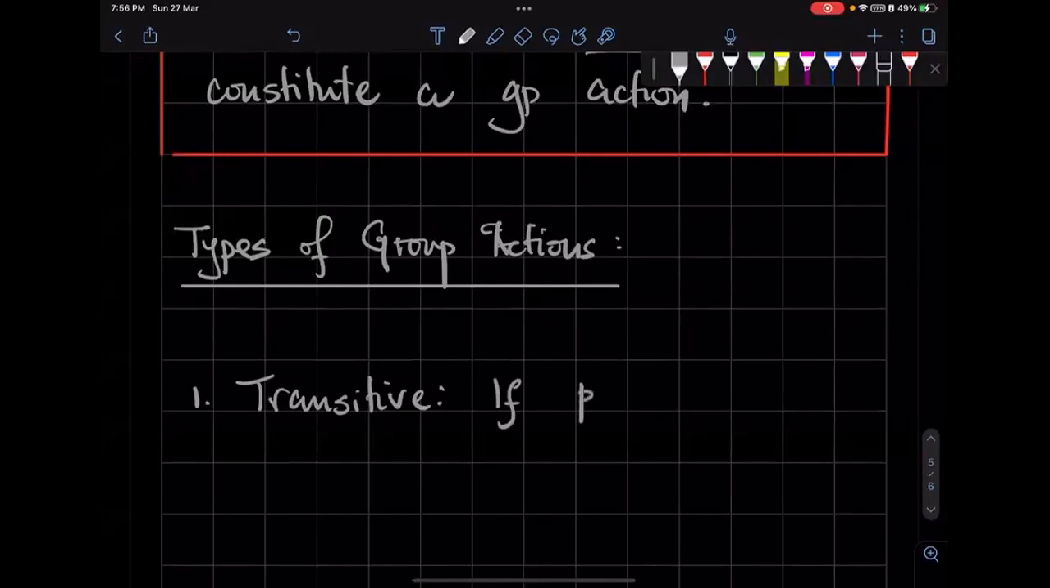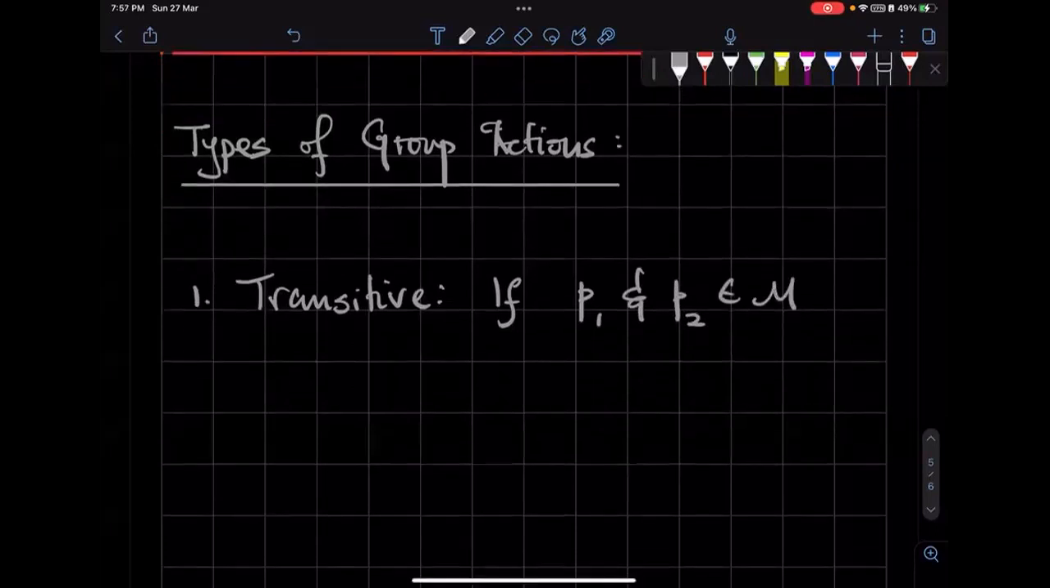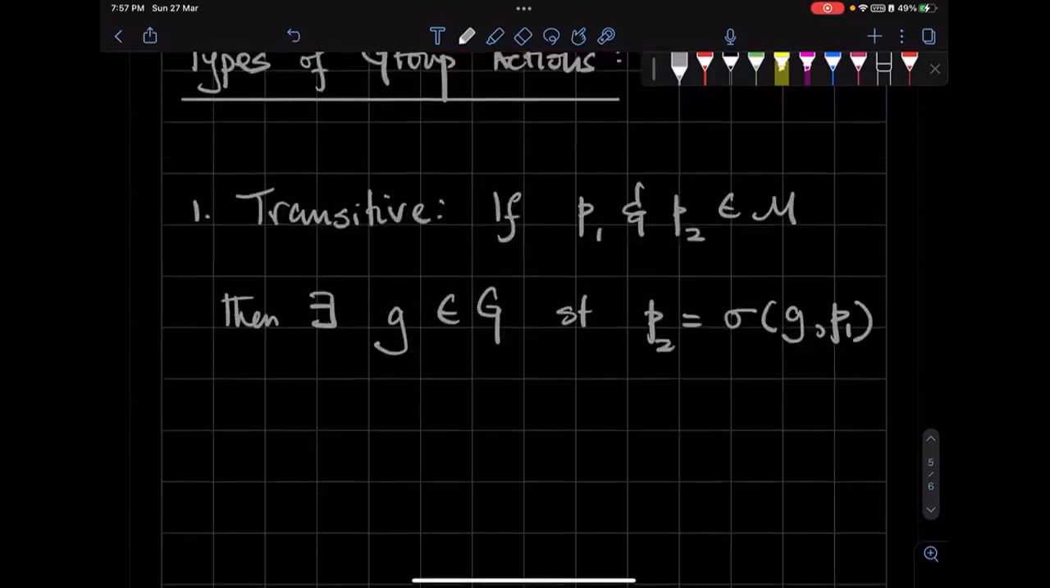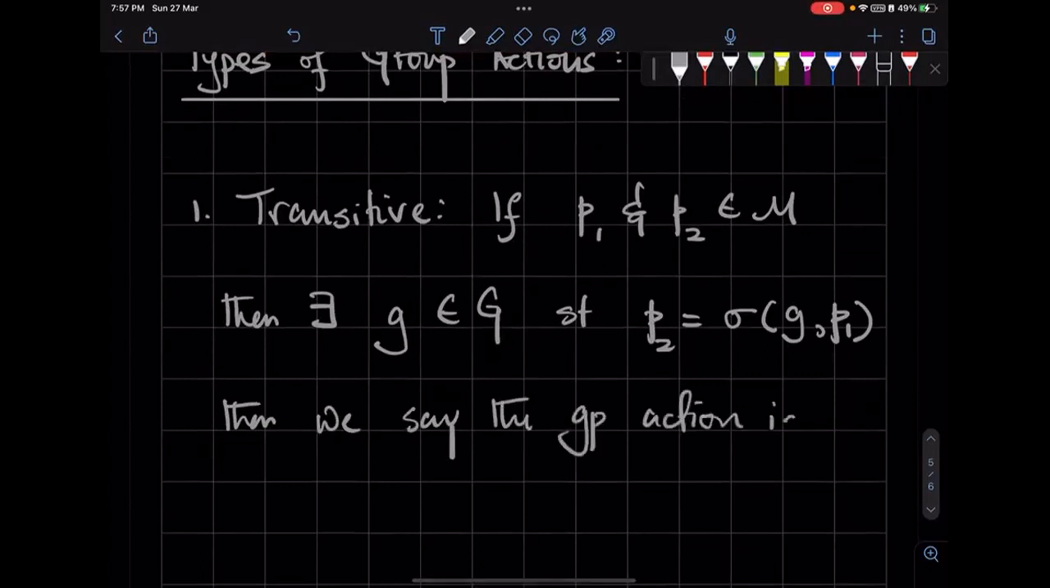It means that if, say, P1 and P2 are two points on your manifold, then there exists some G in the group such that P2 is going to be G acting on P1. If this is true, then we say the group action is transitive.